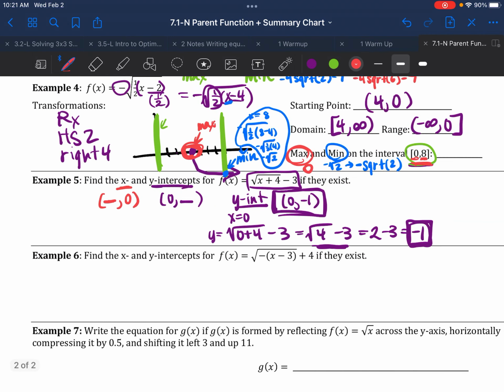And so let me get rid of this stuff. And so for the x-intercept, the y value is 0 this time. So that gives me 0 equals square root of x plus 4 minus 3. And so we have to solve for the x. So your first step in solving this radical equation is to isolate the radical. This minus 3 is outside the radical, so we are going to add 3 to both sides.